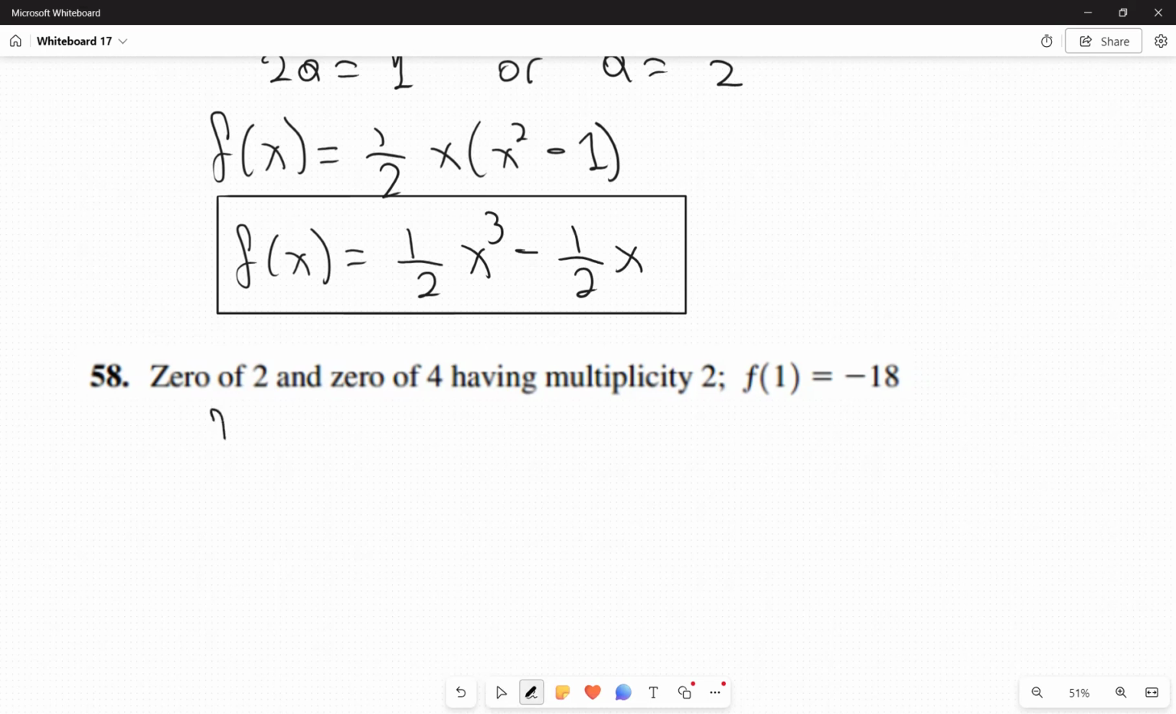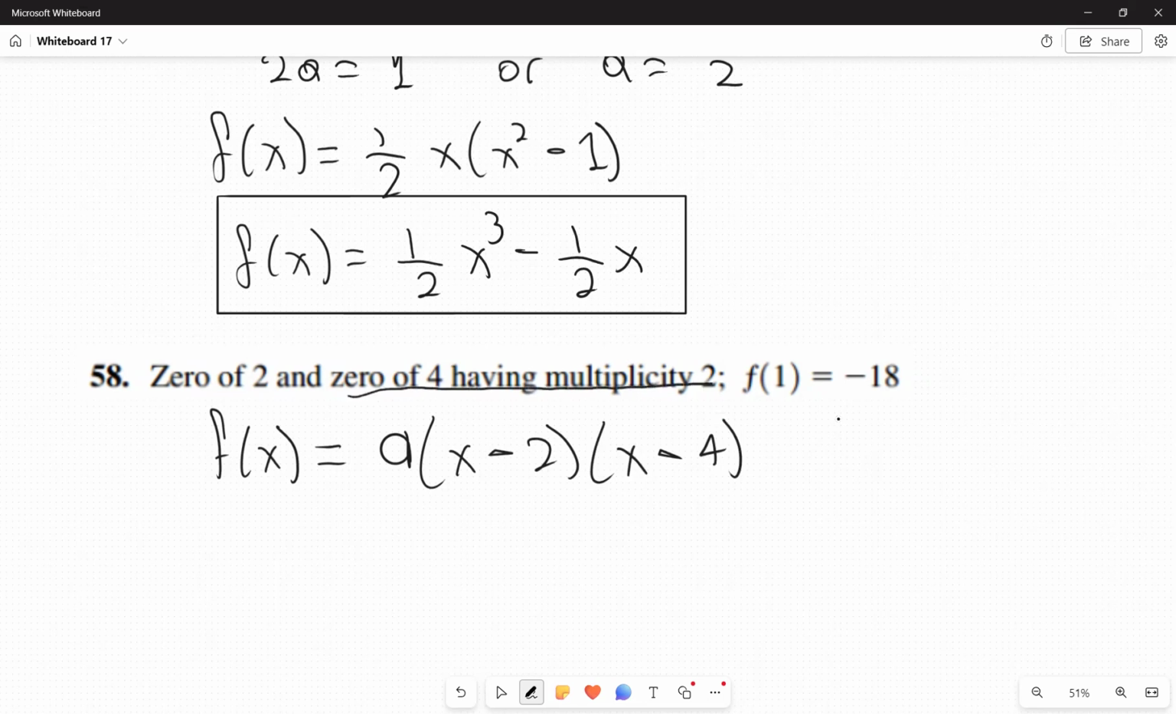So far, we know that f of x is going to be some leading coefficient, a. Then a zero of 2. If 2 is a zero, then x minus 2 is a factor. And if 4 is a zero, then x minus 4 is a factor. But we also know that this has multiplicity 2, so that's going to be x minus 4 squared. And we're going to use that condition f of 1 equals -18 to find A.